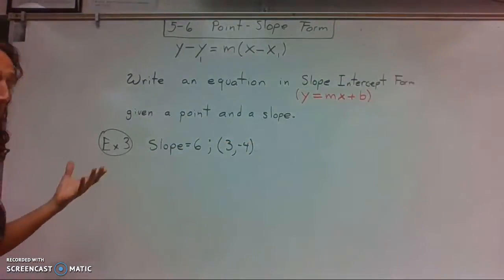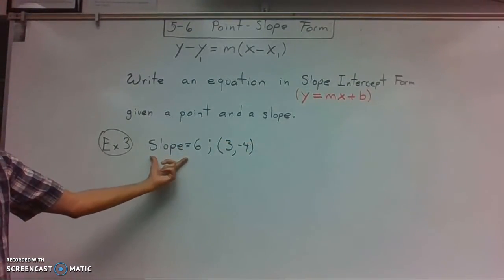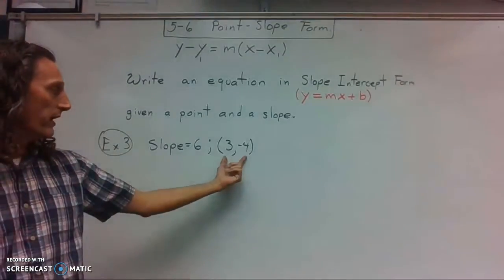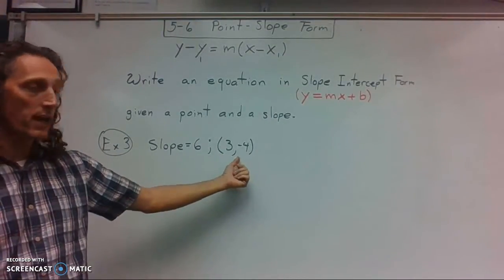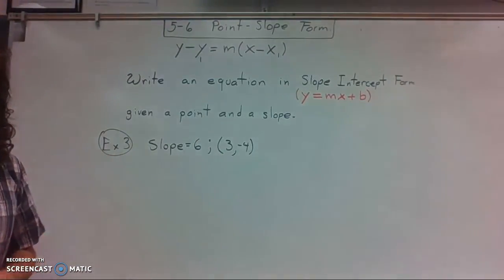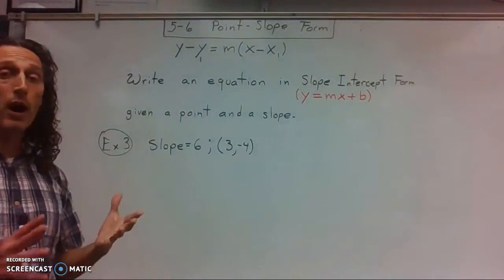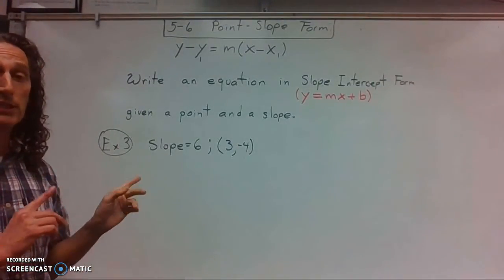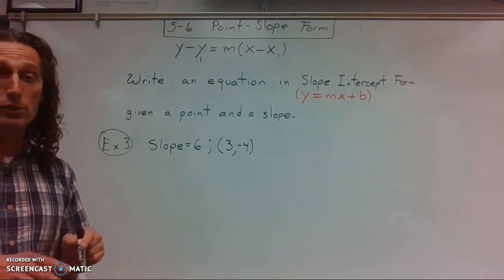So example 3 will give us a slope of 6 and a point of (3, -4). So make sure that you hit pause and write down these new instructions and then get ready to do example 3.